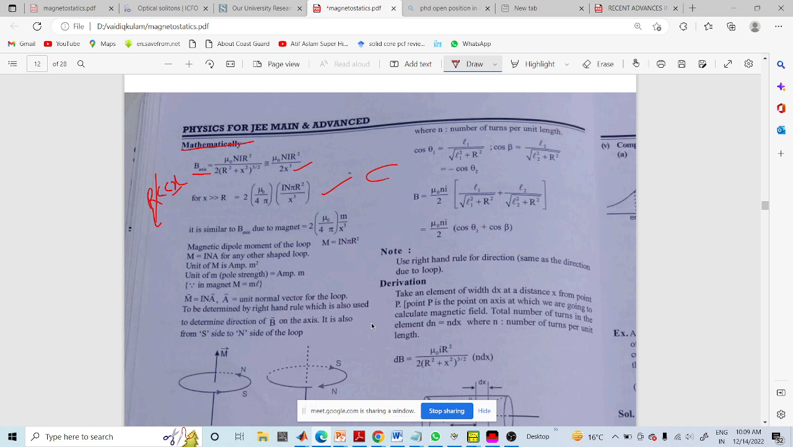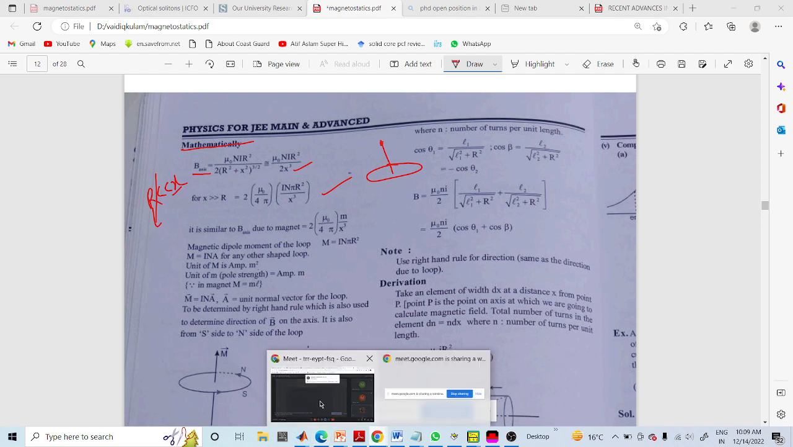Okay, because of the loop on the axis, okay, let me admit someone who is there.